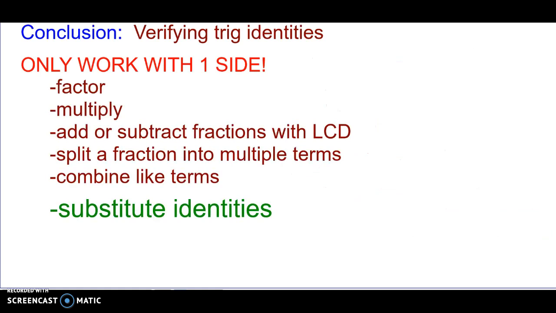All right, in conclusion, we are verifying trig identities. Make sure you only work with one side. You can multiply, factor, add or subtract fractions with the least common denominator, split a fraction into multiple terms, combine like terms, and substitute identities. All right, great job. Hope this was as fun for you as it was for me.